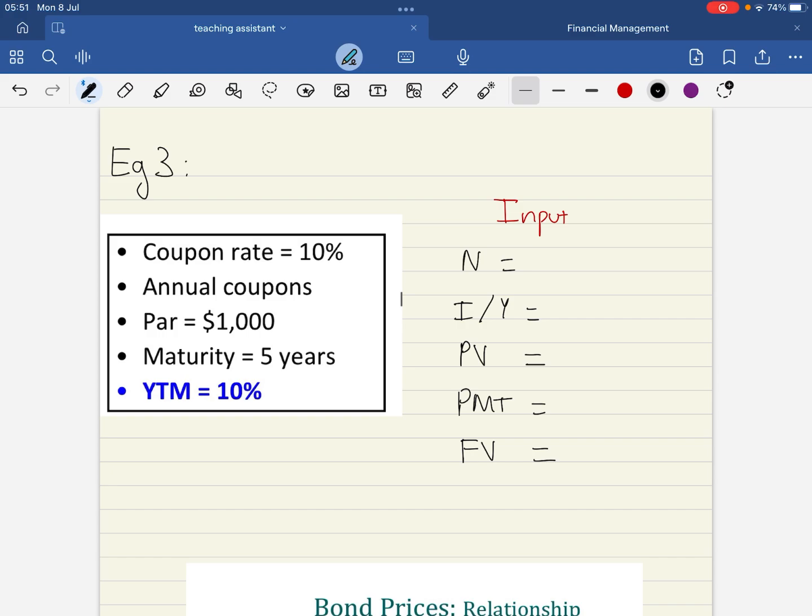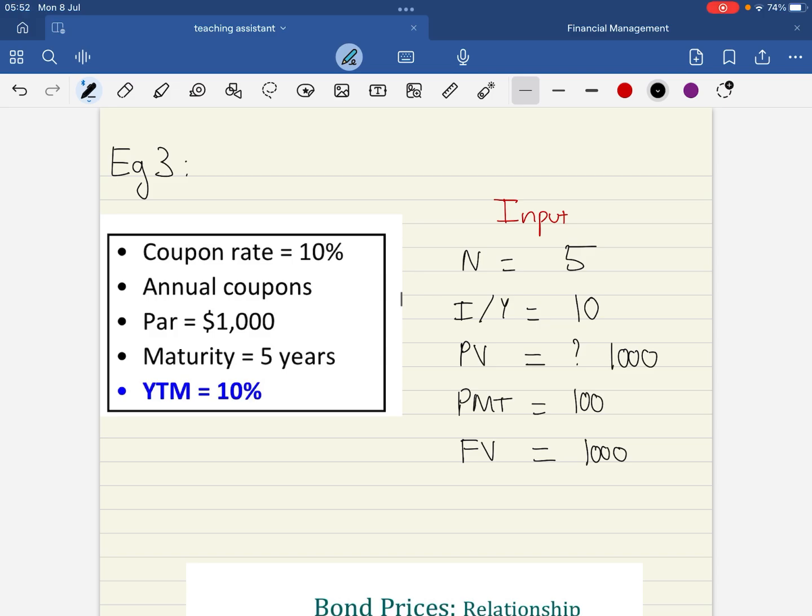So the N is obviously 5. The I/Y is 10. The PV is a question mark. The PMT is also 100. And the future value is 1000. Well, I don't need to use the BA calculator. I know the answer. The present value will be $1,000.